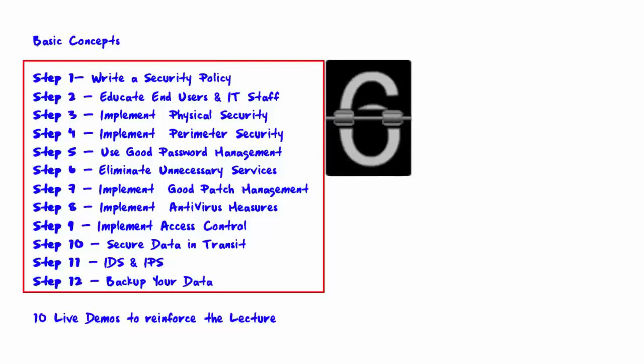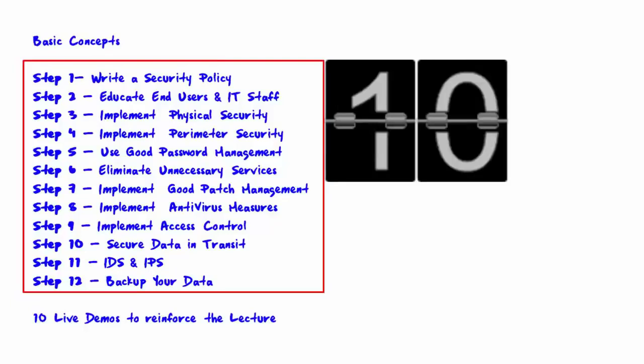Step 6, eliminate unnecessary services. Step 7, implement good patch management. Step 8, implement antivirus measures. Step 9, implement access control. Step 10, secure data in transit. Step 11, IDS and IPS. Step 12, back up your data.